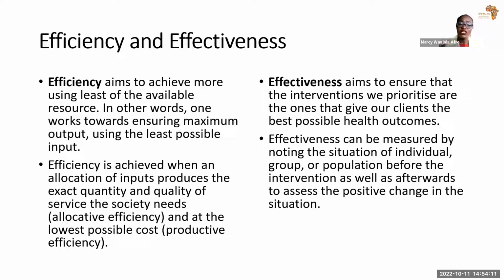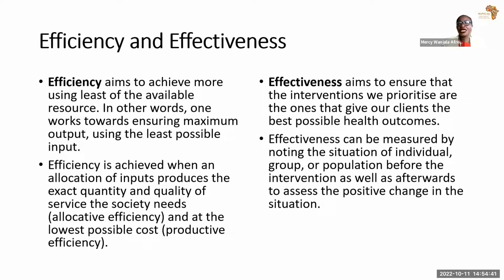And it is achieved when allocation of inputs, that is the healthcare workers, health products and technology, the time you put in etc., produces the exact quantity and quality of service possible at the lowest cost. So remember, cost here is an important thing, because we keep talking about how do we lower healthcare costs. And one of the ways of lowering healthcare costs is lean healthcare systems that reduce waste as much as possible.